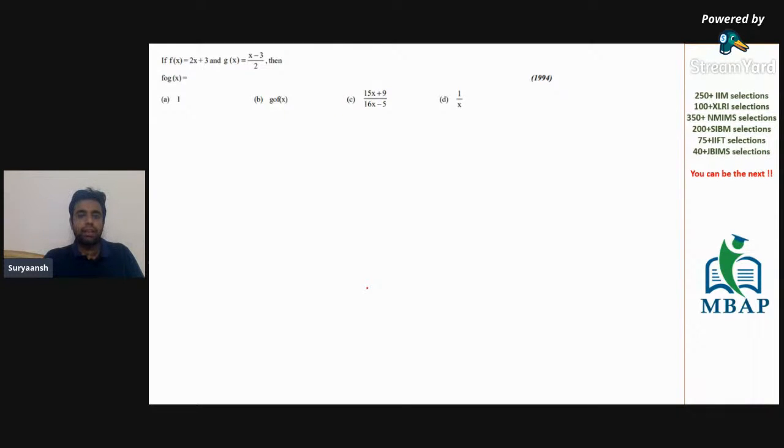Okay, second question. Again, this was a CAT question in 1994, long back, 25 years back. So let's try this. F of x is given as 2x plus 3, and g of x is given as x minus 3 by 2. Then f of gx, that's what you have to find out. F of x is 2x plus 3, and gx is x minus 3 by 2. So basically, in place of x, substitute this. So 2 into x minus 3 by 2 plus 3.